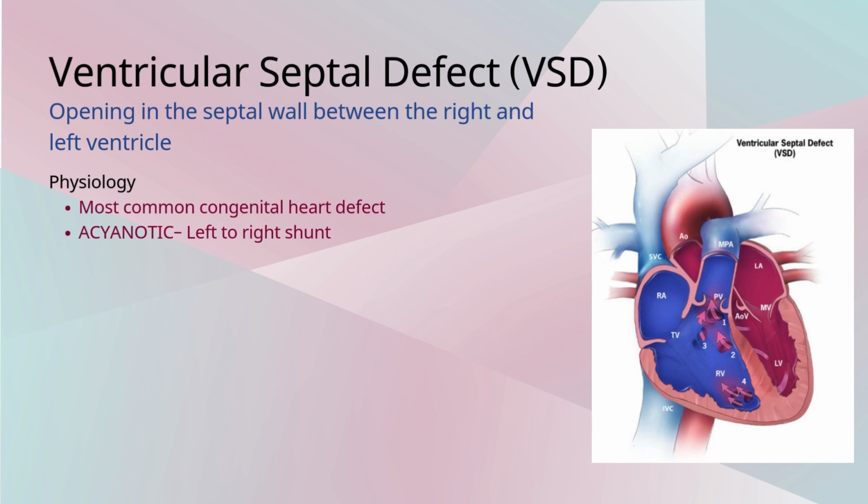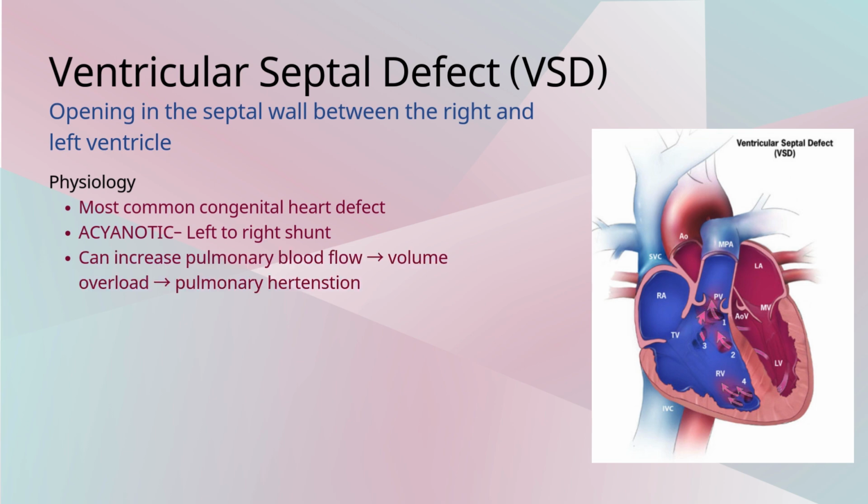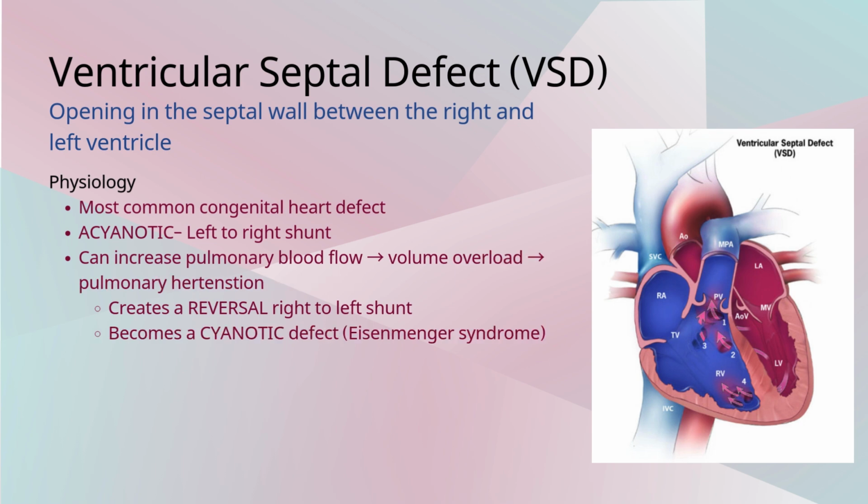However, something to note here is that a VSD also increases pulmonary blood flow, which leads to volume overload in the left atrium and left ventricle. And over time, this can lead to pulmonary vascular remodeling and pulmonary hypertension, in which case the pressure on the right side increases, and you actually get a reversal here and a right to left shunt, which can result in cyanosis. This is something called Eisenmenger syndrome.